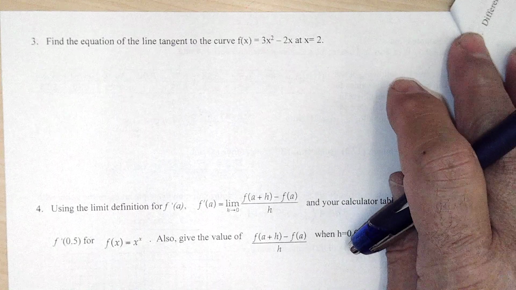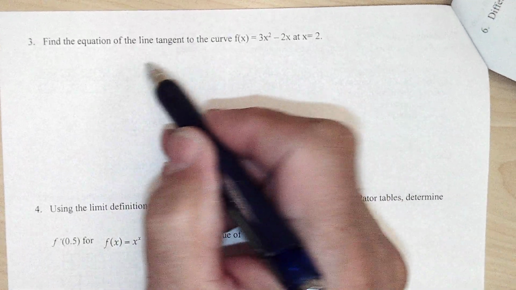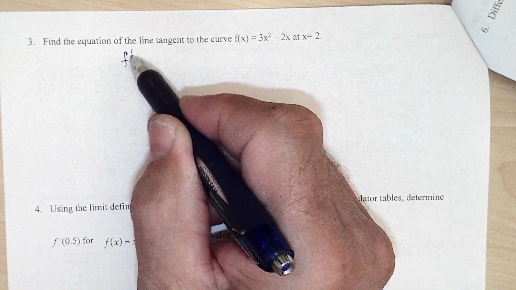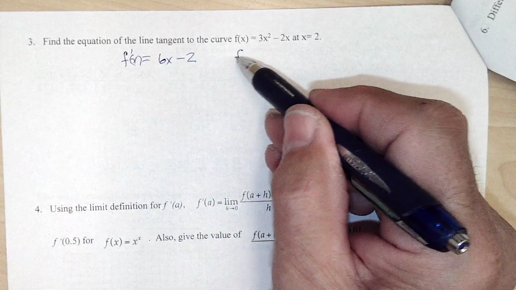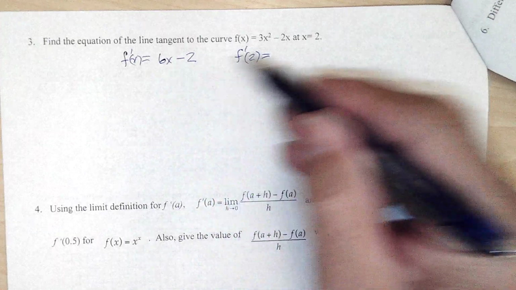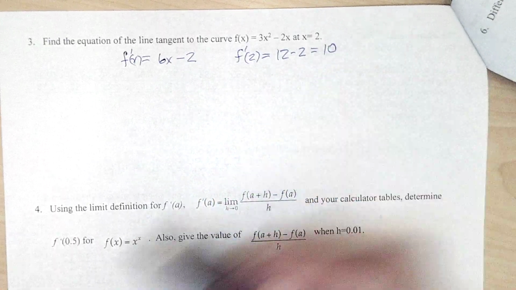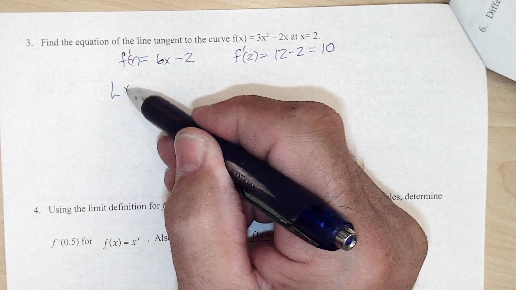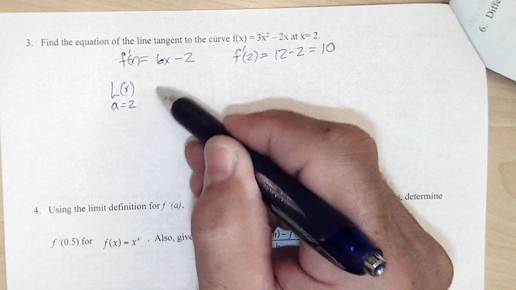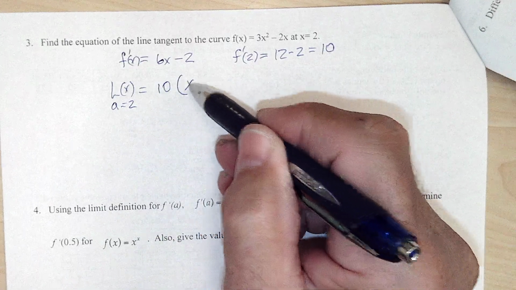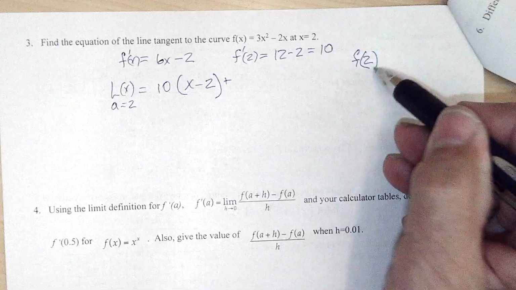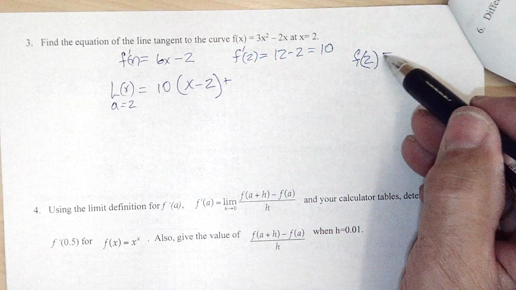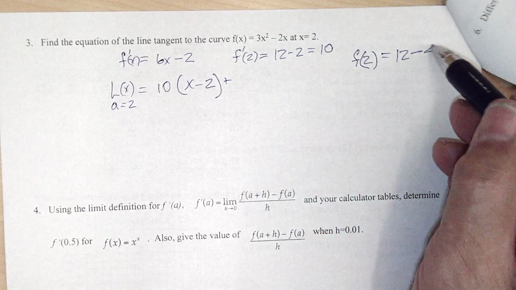Page 2. Find the equation of the tangent line to this at 2. So f prime of x, to get the slope, is 6x minus 2. So f prime at 2, the slope at 2, would be 12 minus 2, which is 10. So the tangent line at 2 is the slope at 2, times x minus 2, plus the height at 2. So I need to find f of 2. 2 in here is 4 times 3 is 12, minus 2 times 2 is 4, so that's 8.